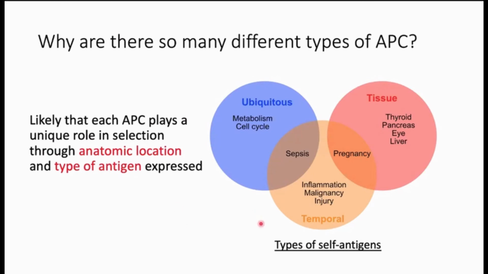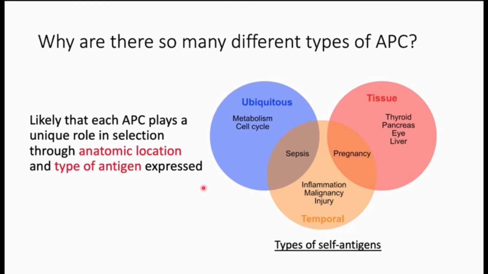And on the right here, I have put together how we think about types of different self-antigens. There's ones that are ubiquitously expressed, so ones that are in all cells, such as metabolic proteins and cell cycle genes, as well as tissue-specific antigens, so those that are found in the thyroid, the pancreas, and liver. And then those that are temporally expressed, ones that are only seen during inflammation, malignancy, or injury. And there's some overlap between these. You can imagine sepsis, where you would have inflammatory mediators circulating throughout the body. This will only be occurring sometimes, but it would be ubiquitously expressed. Or those during pregnancy, where they would be tissue specific in the placenta, but only, again, at certain times during life.